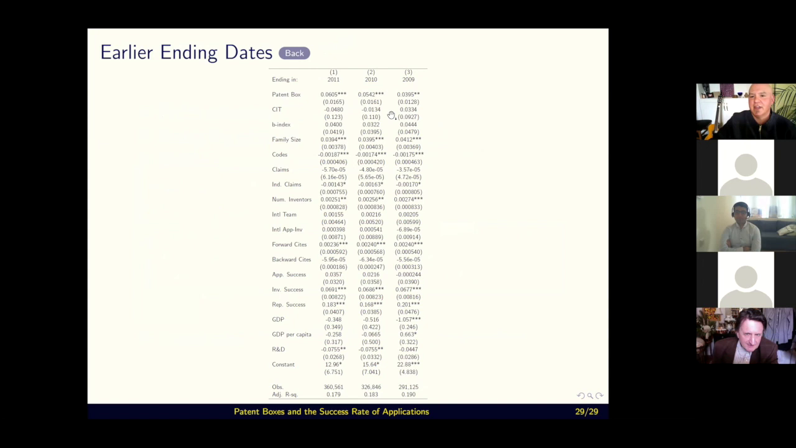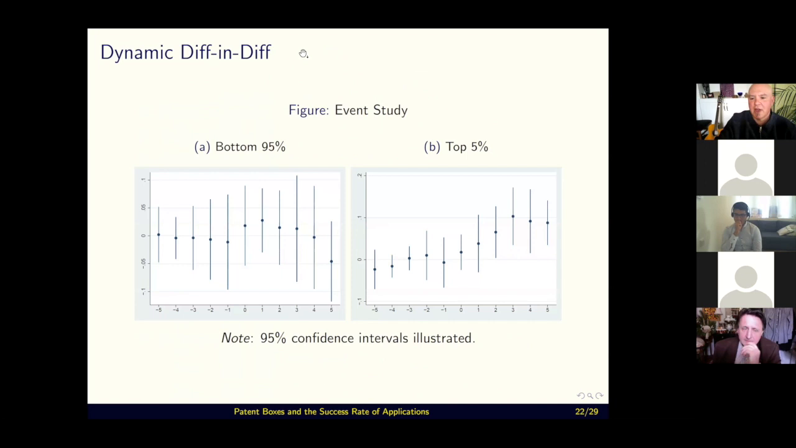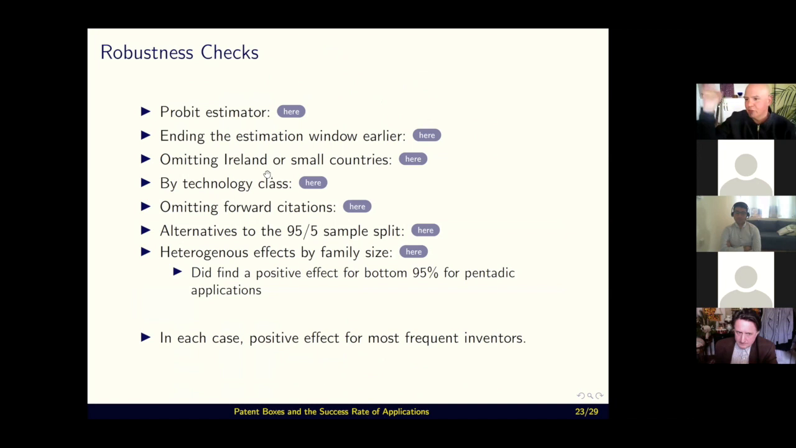Positive across the board. Now, one thing that is kind of cool is as you move towards 2009, the point estimate gets smaller and a little bit less significant. But if you remember this graph here, if we end it in 2009, we have fewer observations 4 to 5 years after it takes effect. That's why the impact is getting smaller and less significant. And so it's definitely consistent with that story. We got rid of Ireland because they got rid of their box and reintroduced it. Do it by different technology classes. Look at different effects by family size. You get the same consistent story each time.